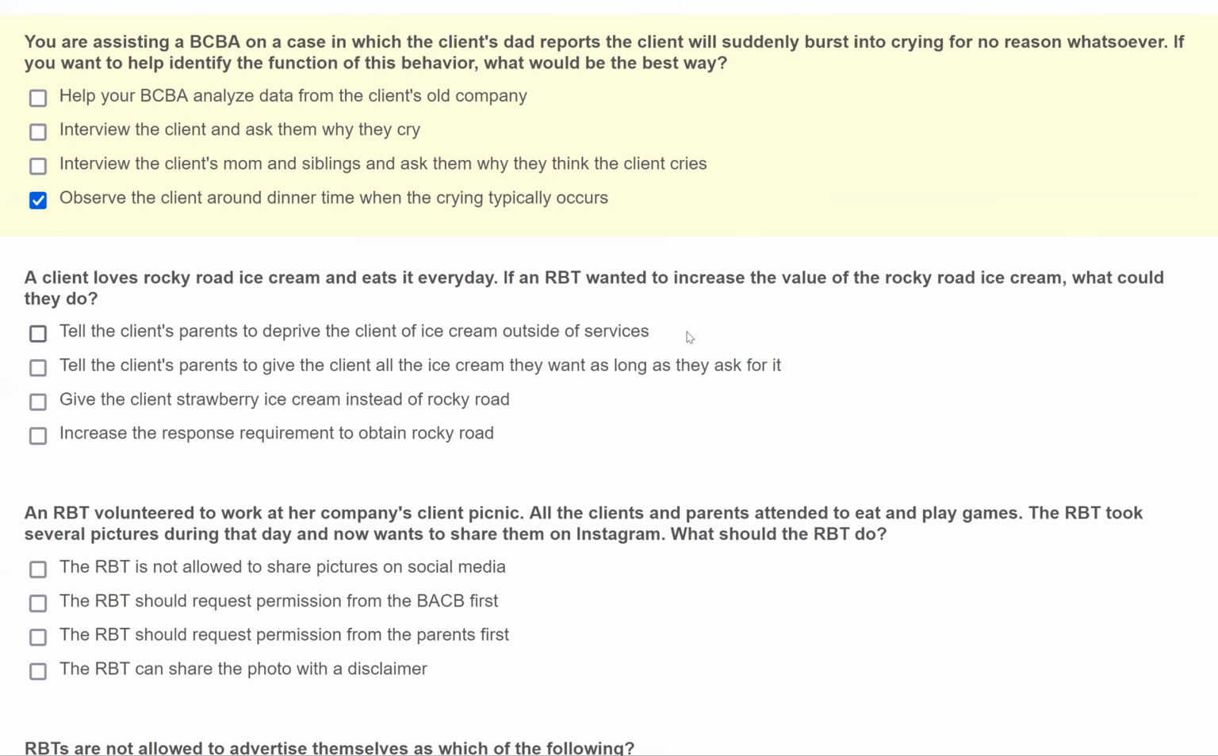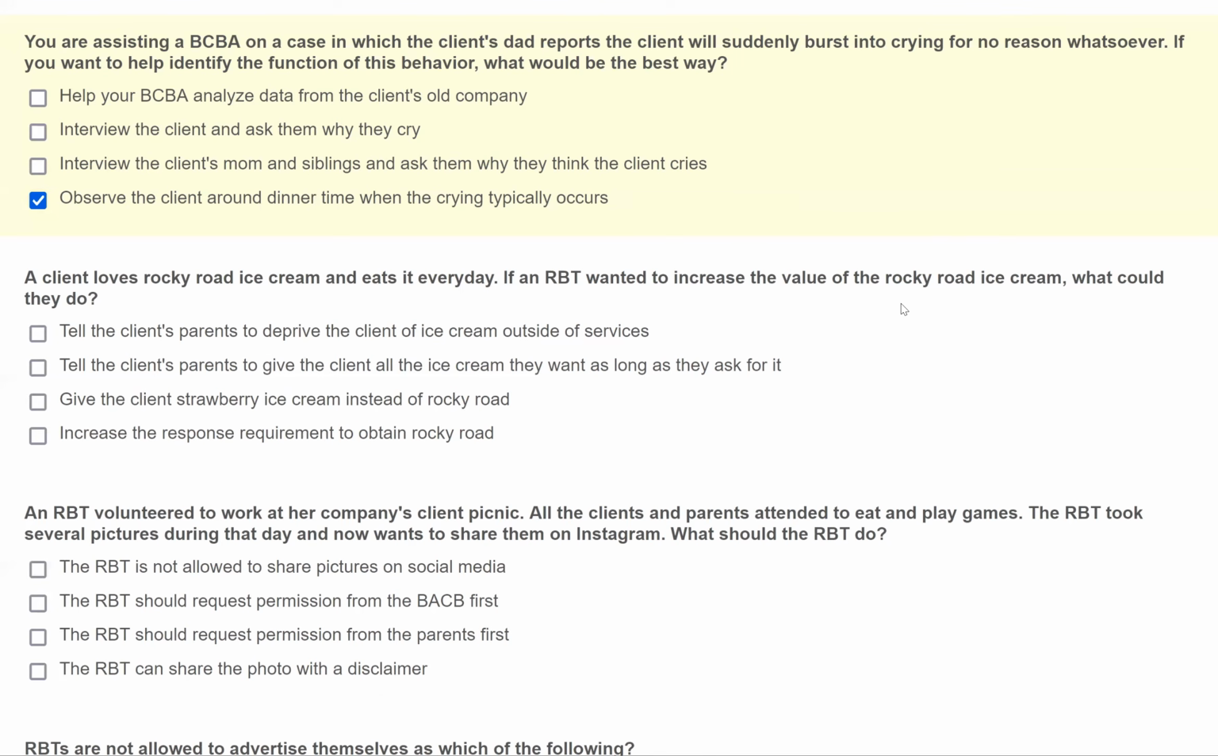Okay, excellent, right? If he's only getting ice cream during services, think about the value. It's his favorite ice cream. He loves eating it. He eats it every day. Think about if he only was able to eat it during services. Think about the motivation to earn that Rocky Road. Think about the value of the Rocky Road. Okay, he only gets it during that one time.